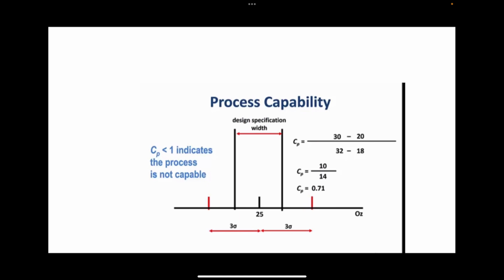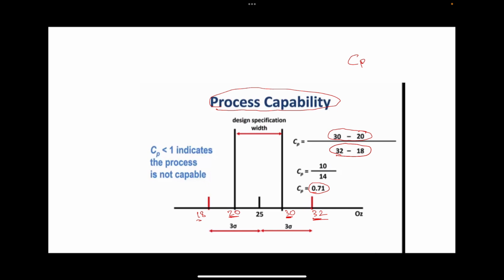Okay, so how will you measure the process capability? Process capability is given by the number Cp. How will you calculate it? In the previous example, we have seen the design specification, that is 30 and 20, and the process limits are between 32 and 18. This is our process limit, and this is the design specification, 20 and 30. So Cp is calculated using this formula: the design specification or design tolerance divided by our process limits, that is 32 minus 18. So it is 10 divided by 14, which is equal to 0.71. So that means Cp is 0.71.